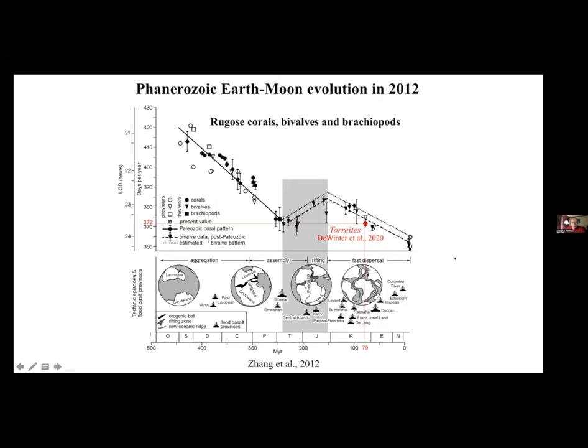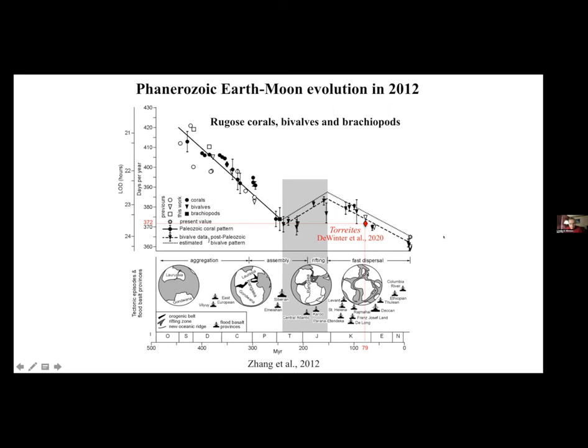I put this here. This is a rudist that was analyzed by De Winter et al. in 2020, just to see where it fell on this graph. It falls about in line with all of the other evidence. So that is the most recent of these Phanerozoic Earth-Moon evolution compilations that there are.